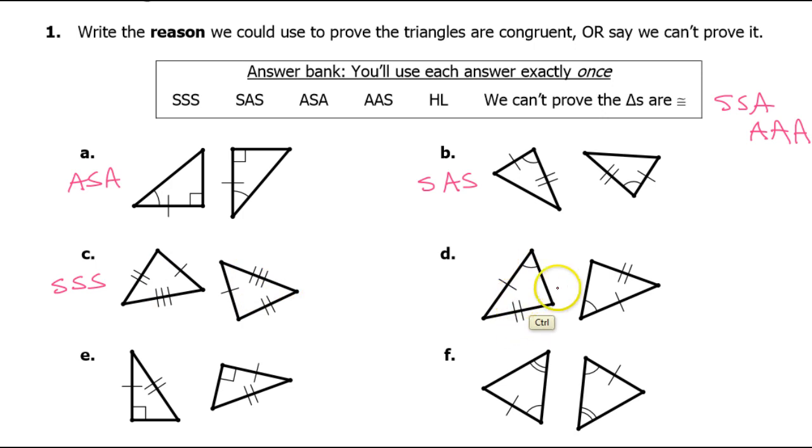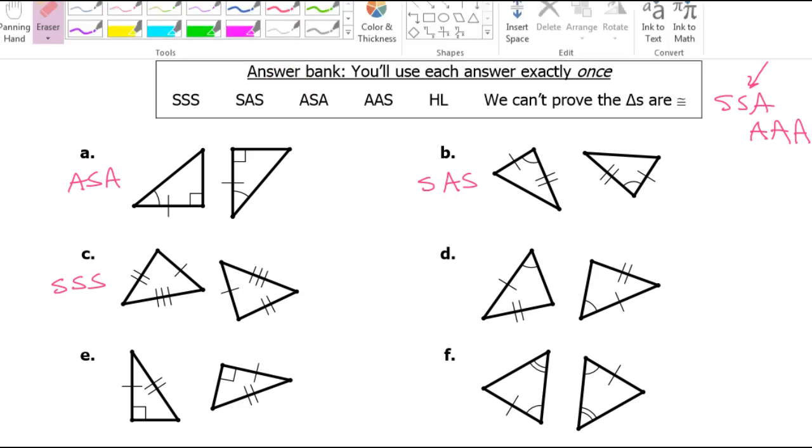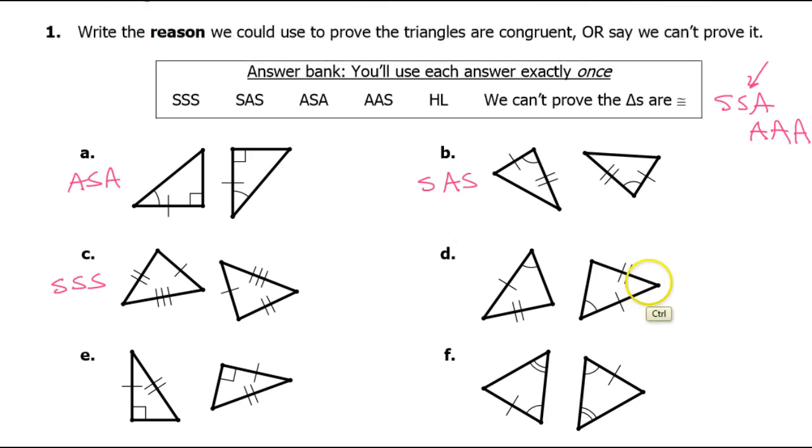Now part D, this would be side, side, angle if there was such a thing, because this is 2 sides and the angle that's not between them. But side, side, angle is one of the things that does not prove triangles are congruent. So we're not even going to write that down because it doesn't exist. Instead, we will put that we can't prove the triangles are congruent.